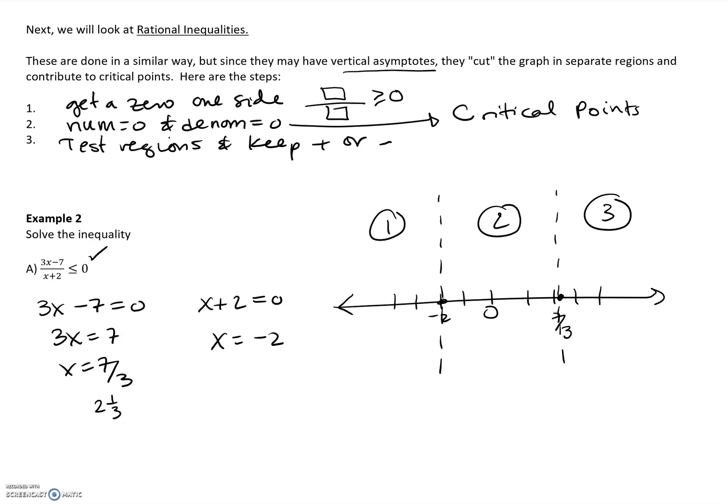And so an easy number in the second region is 0. I go put it back in the original, and there I have -7/2, so I guess that's going to be a negative number.